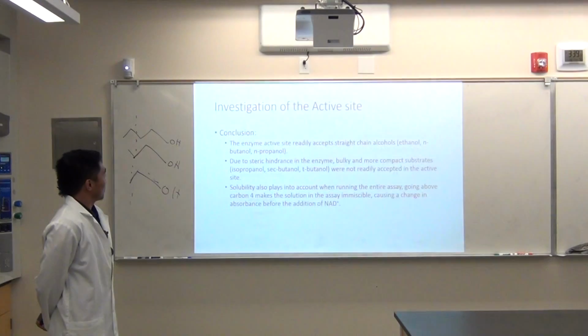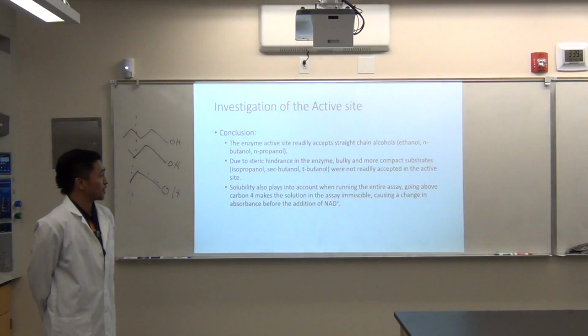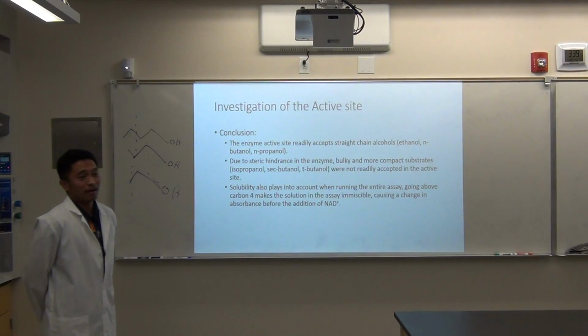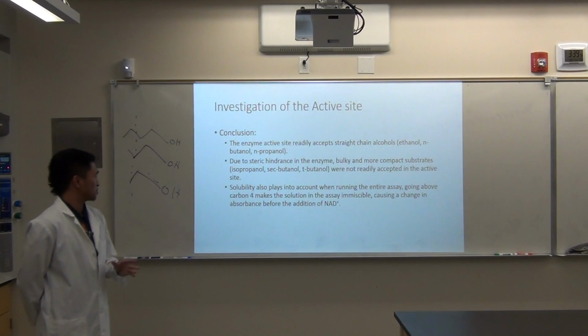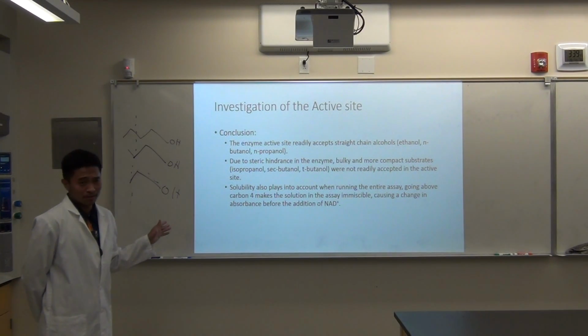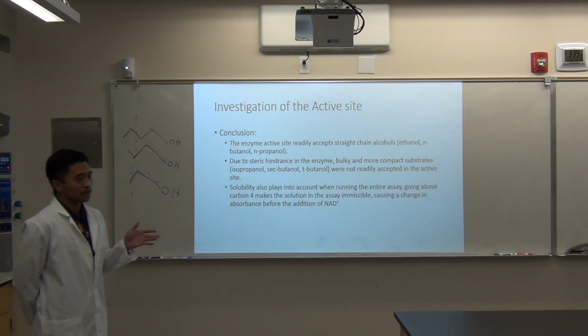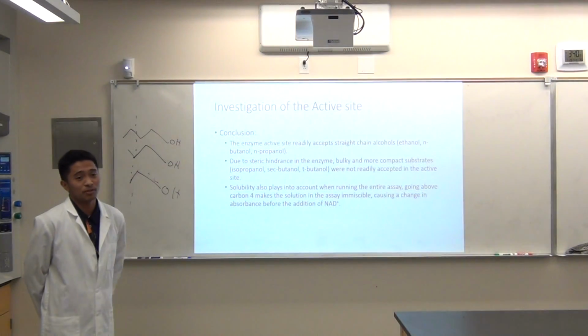In conclusion, the enzyme active site readily accepts straight chain alcohols, ethanol, n-butanol, and propanol, with ethanol and n-propanol as the two best substrates. Due to steric hindrance in the enzyme, bulky and more compact substrates, isopropanol, secondary butanol, and tertiary butanol, were not readily accepted. Also, solubility plays a role: going above carbon 4 makes the solution in the assay immiscible, which caused a change in absorbance even before adding the NAD cofactor, making all results inconclusive.